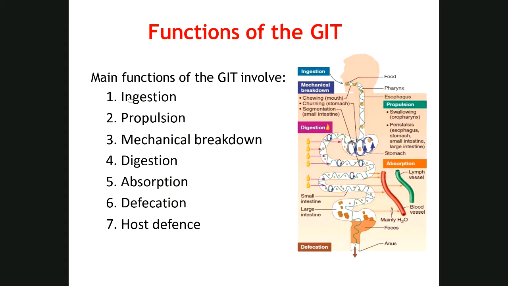The first thing starts when we ingest food, and then following ingestion is propulsion, which is the movement of the bolus of food from the mouth down in the intestinal tract. In addition, with this propulsion, we have mechanical breakdown, which is the grinding, the breakdown by mechanical movement of the food particles. And then we have the chemical breakdown, which is the digestion.